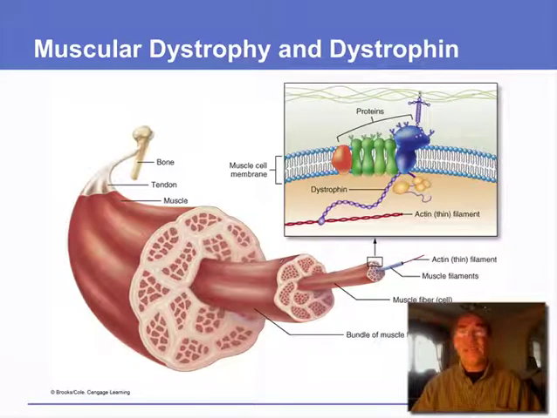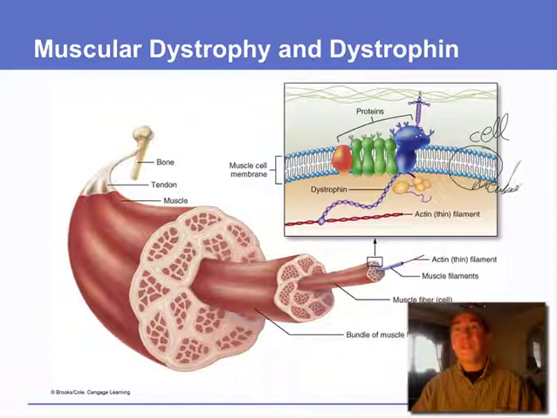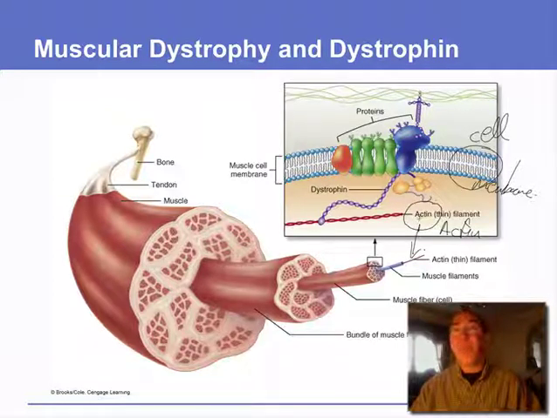And here's the biochemistry behind it. This is a cell membrane, right here. And that cell membrane in a muscle cell is connected, via various proteins, to this molecule called actin, which is down here. And actin proteins are essentially muscle proteins. They can contract and they give you muscle function.